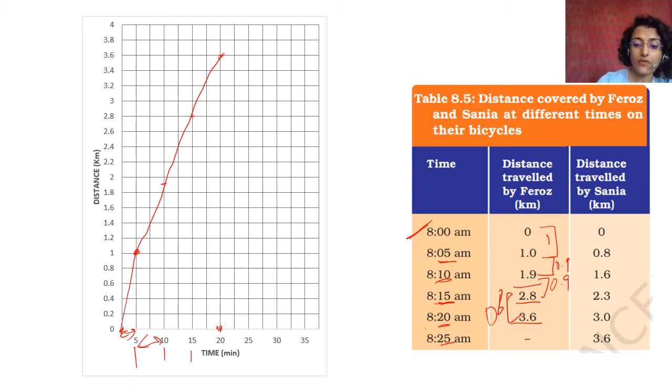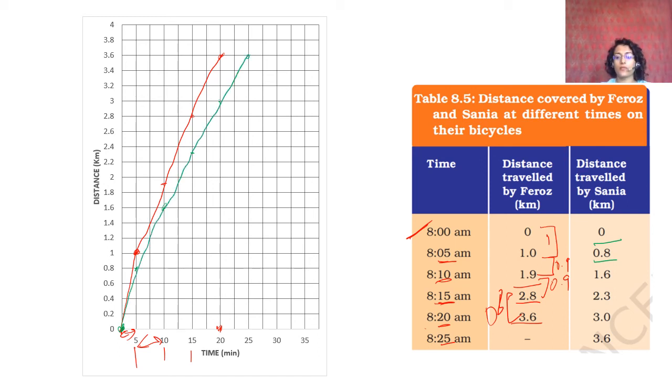Okay. With Sania, at 0 she was here. Then at 5 minutes she was at 0.8. Then at 10 minutes she was at 1.6. At 15 minutes she was at 2.3. Then she was here at 20 minutes at 3 kilometers. And at 25 she reached 3.6. Now her line will be something like this.